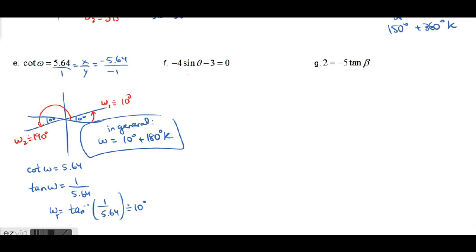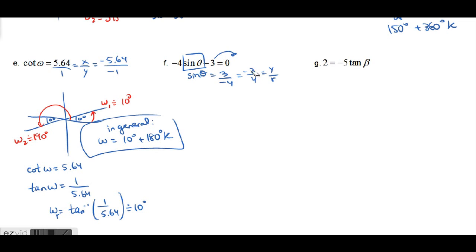If you have an equation where the ratio is not isolated, like it was here, that's the first thing you need to do. Get the sine theta by itself. So move the 3 over, it becomes positive, and divide by negative 4. You can also write it as negative 3 over 4, so that the radius is going to be a positive value.